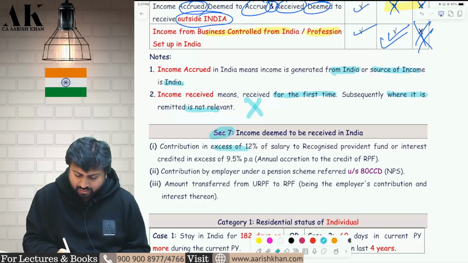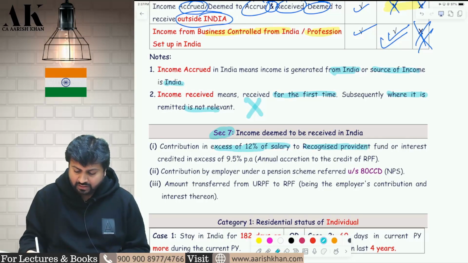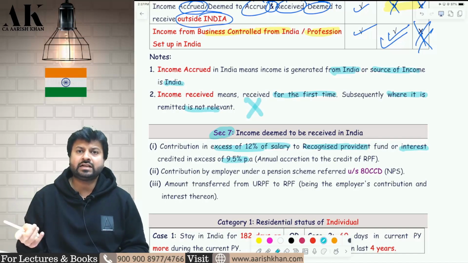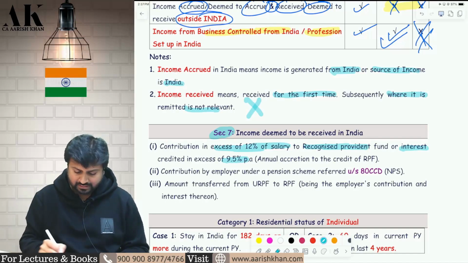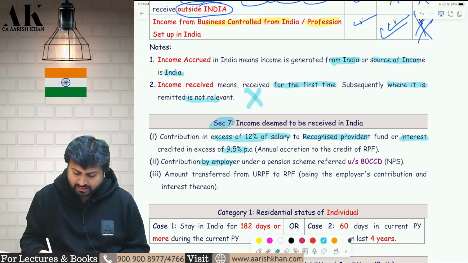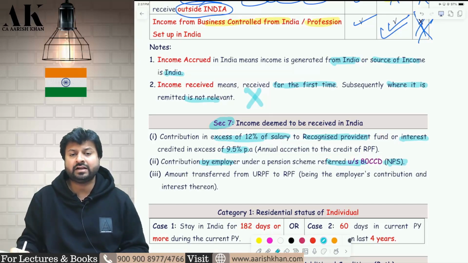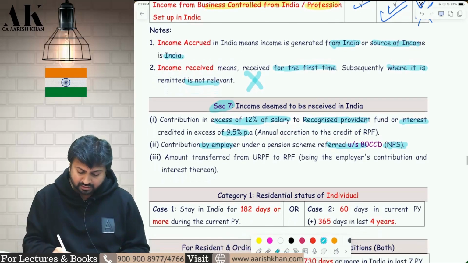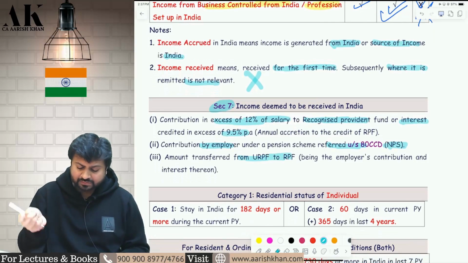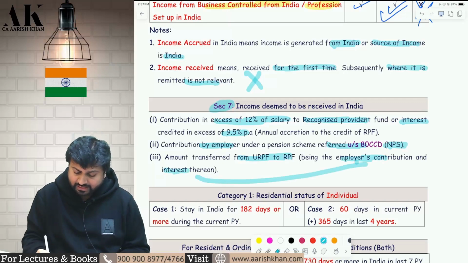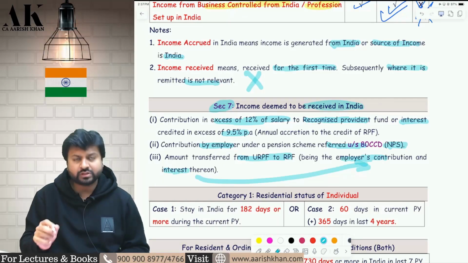If the employer contributes more than 12% of the salary to a recognized provident fund, or interest in excess of 9.5%, then that is deemed to be received in the hands of the assessee and it is liable to tax. Similarly, if an employer contributes under a pension scheme, NPS, notified pension scheme, then that is also deemed to be received in the hands of the employee. Third, if the amount is transferred from an unrecognized provident fund to a recognized provident fund, then the employer contribution and the interest on the entire employer contribution is also deemed to be received in India.